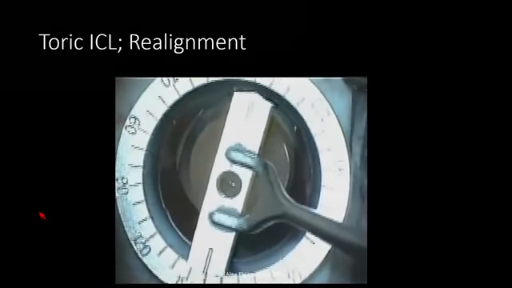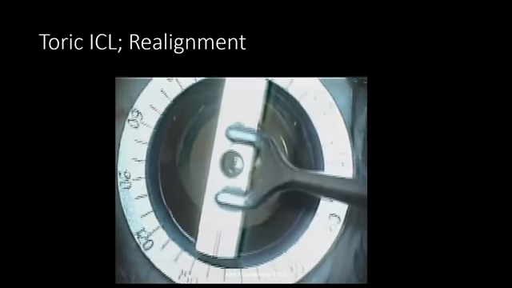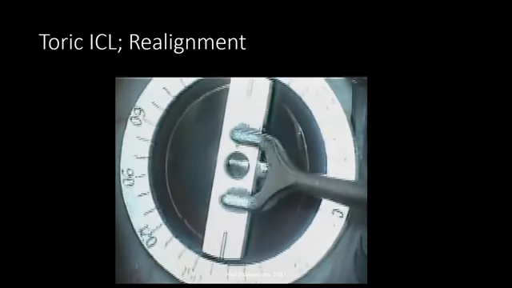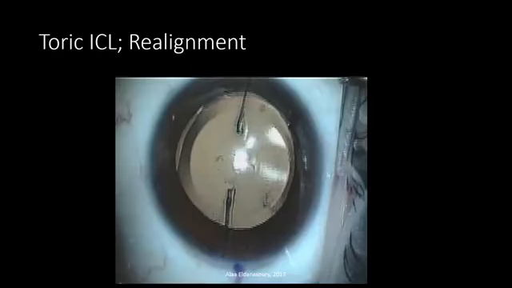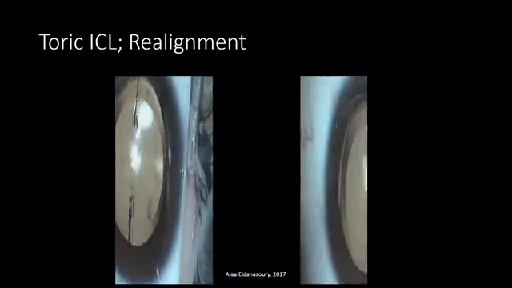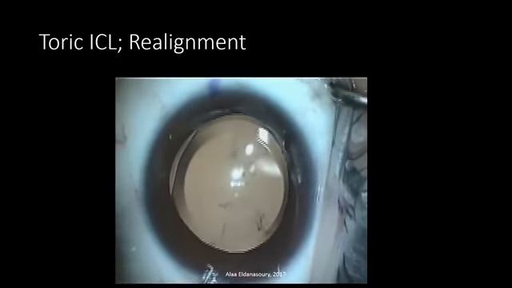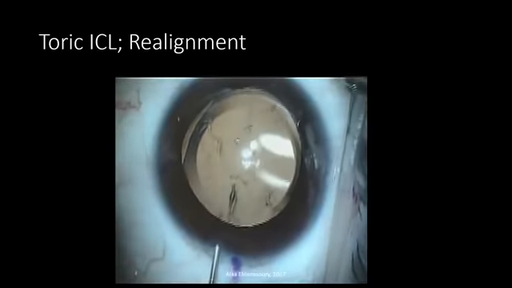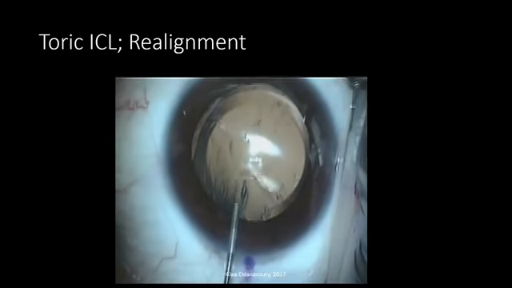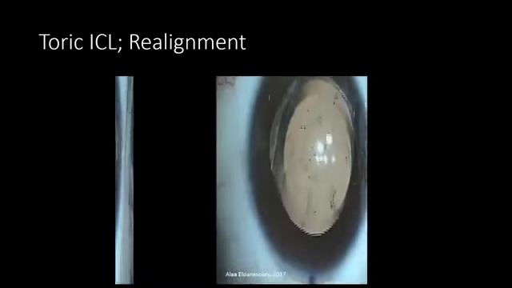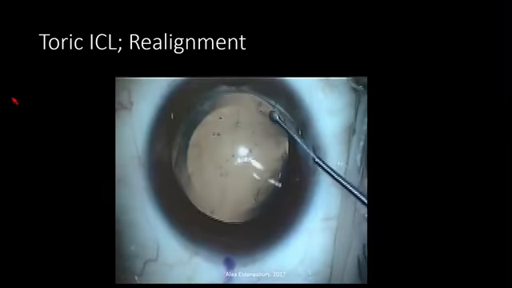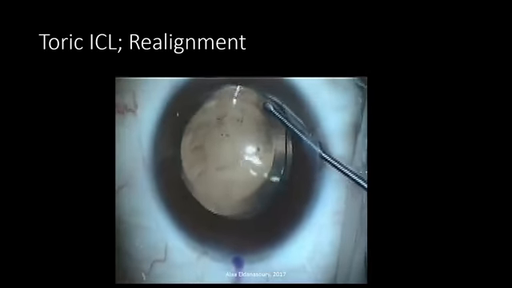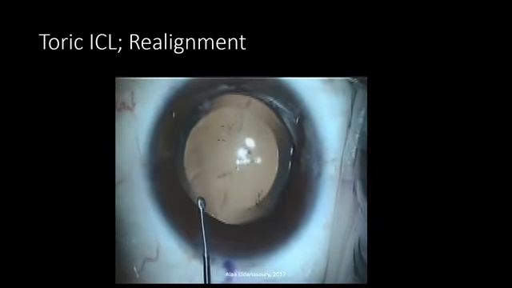For the Toric ICL, if you have a misalignment, this can be due to either improper alignment from the time of surgery, and this happens when the pupil gets smaller during the surgery, or an undersized ICL that can rotate inside the eye. Taking the patient back to the operating room, it's usually very easy to realign a Toric ICL under viscoelastic, and then you can easily rotate the lens into the proper position. And a tip here: if the Toric ICL is easily rotated inside the eye, this is most probably an undersized lens, and this will need exchange later on.